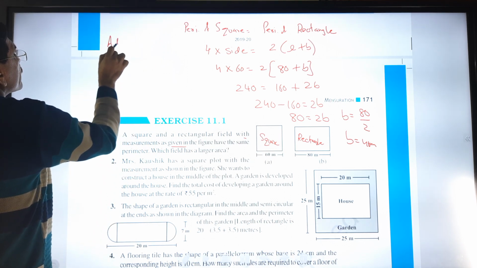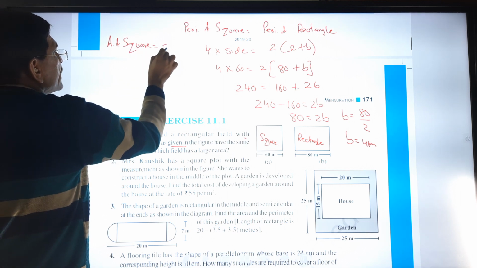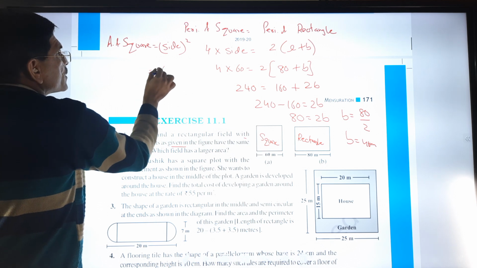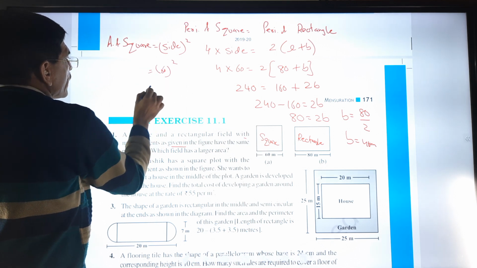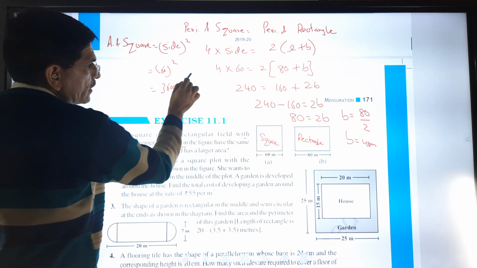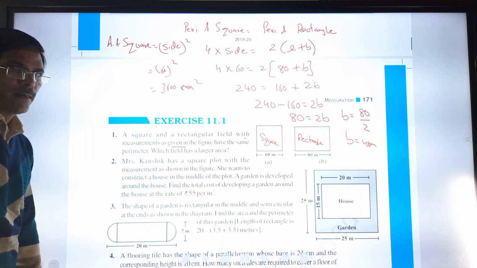Area of square is side squared. So 60 squared is 3600 centimeter square.